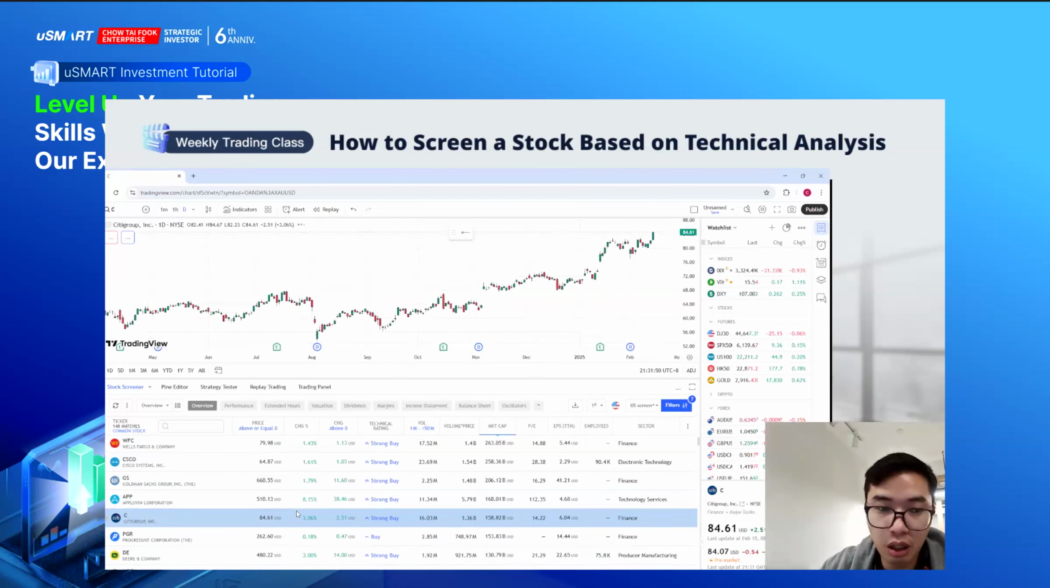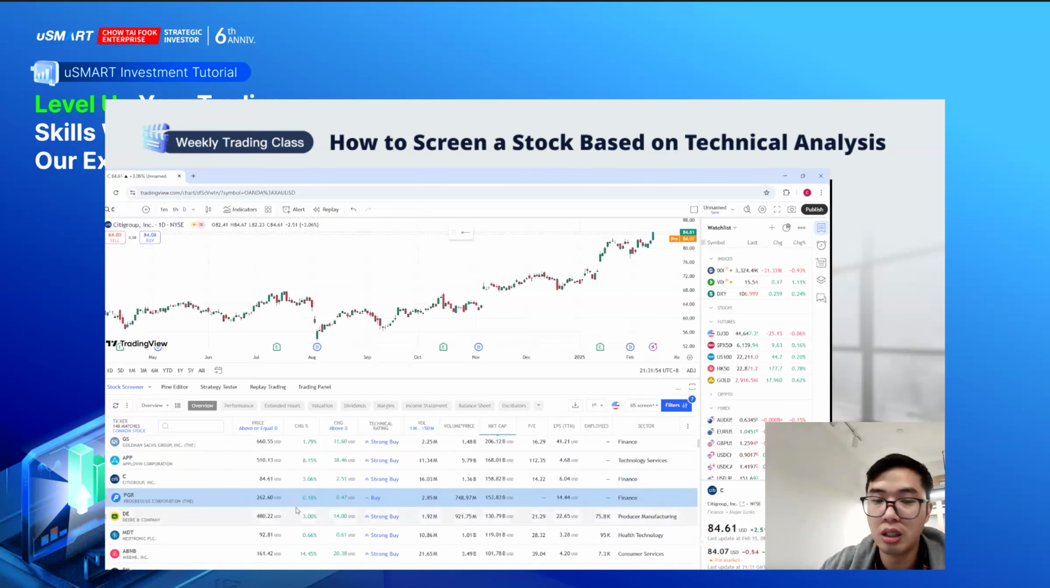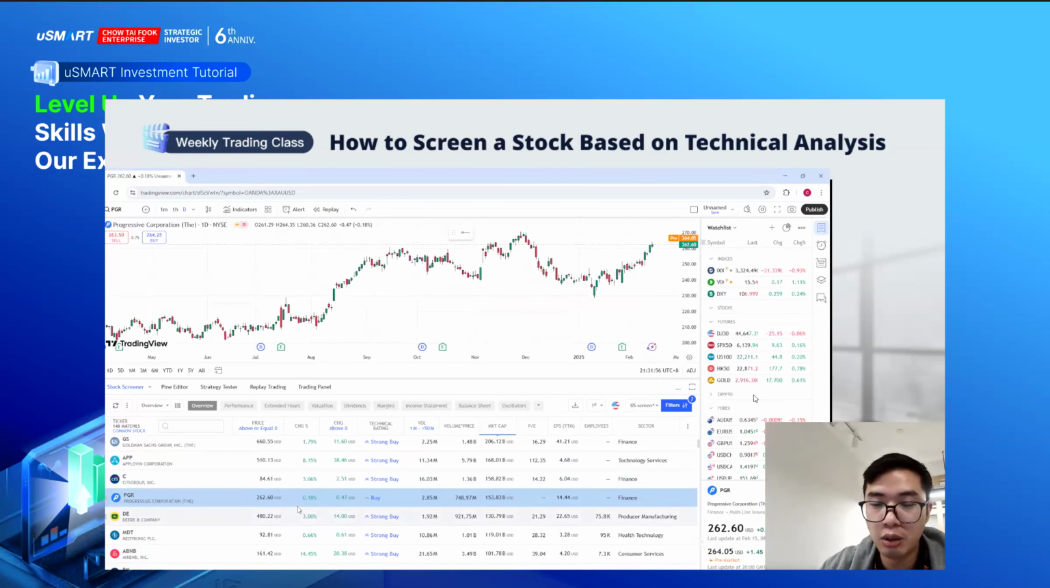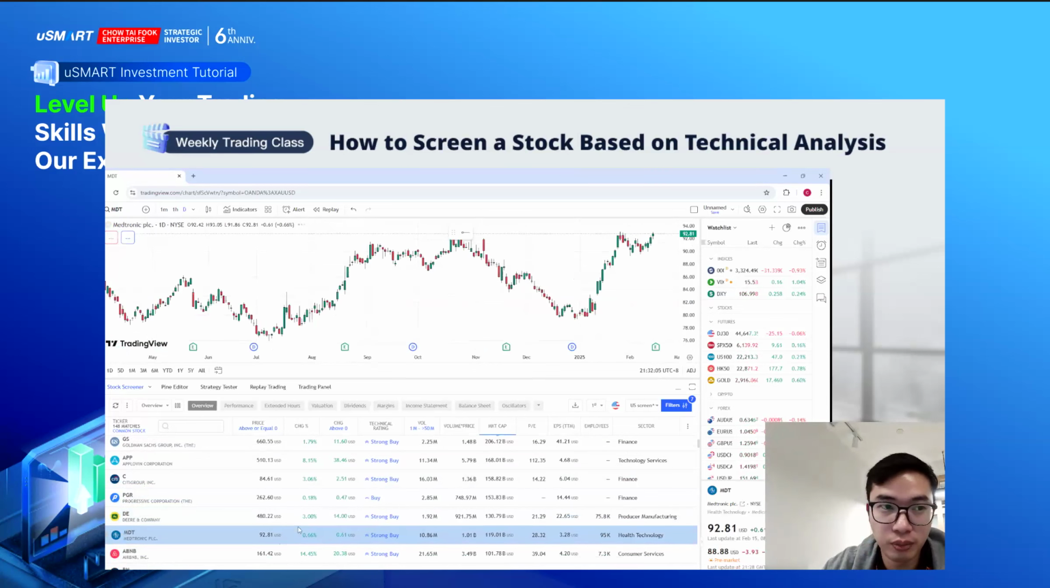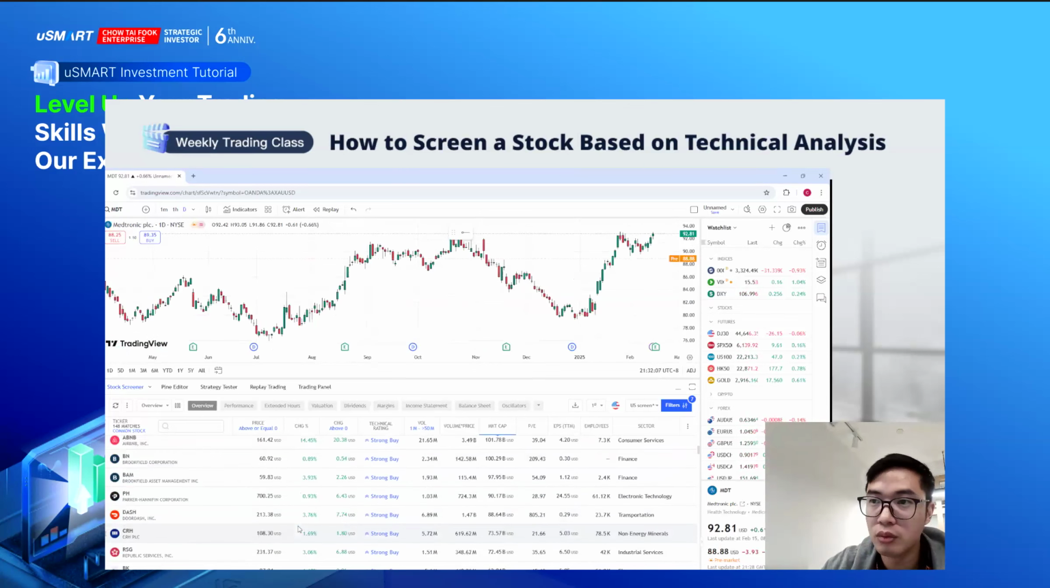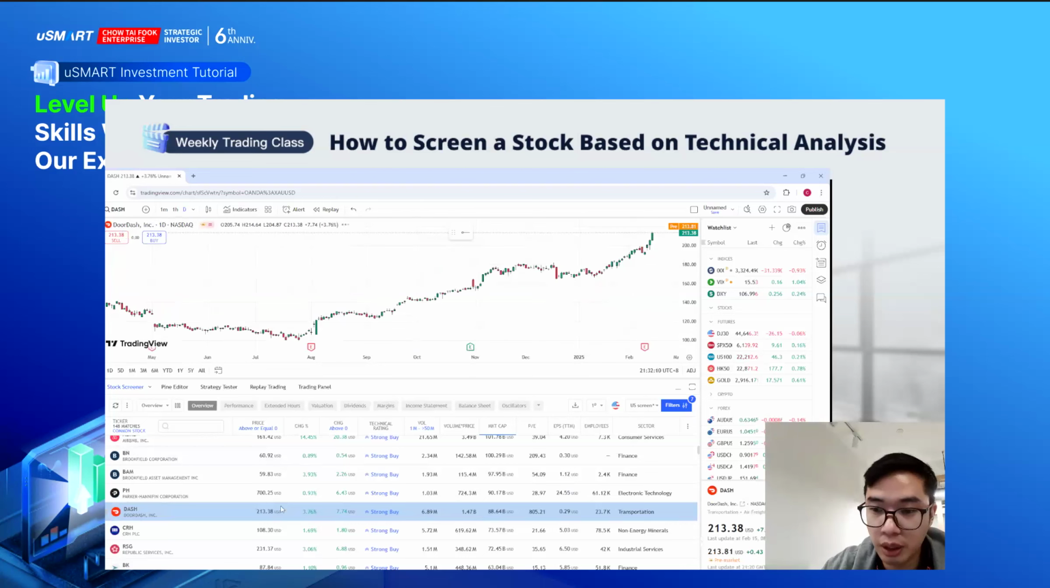So there are still a lot of stocks that are on an uptrend. If you scan a good stock, we try to wait for it to retrace. You put it in the watch list and then we wait for it to retrace. So basically all these are still uptrends.